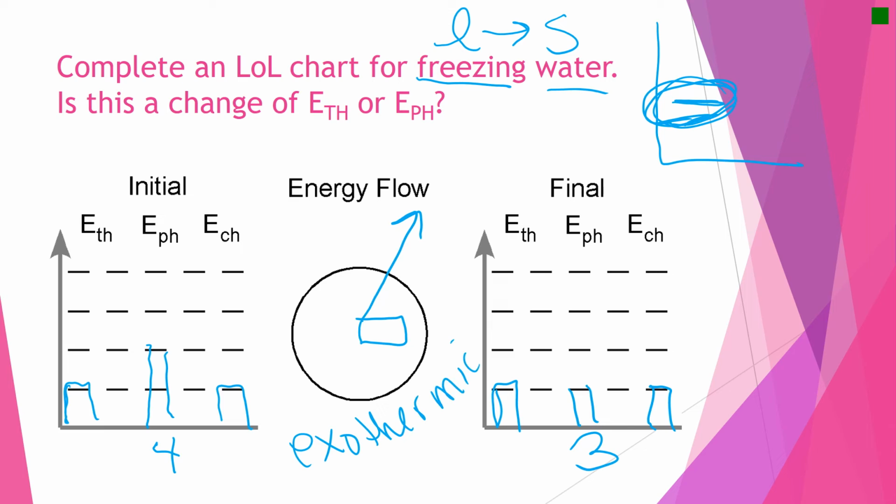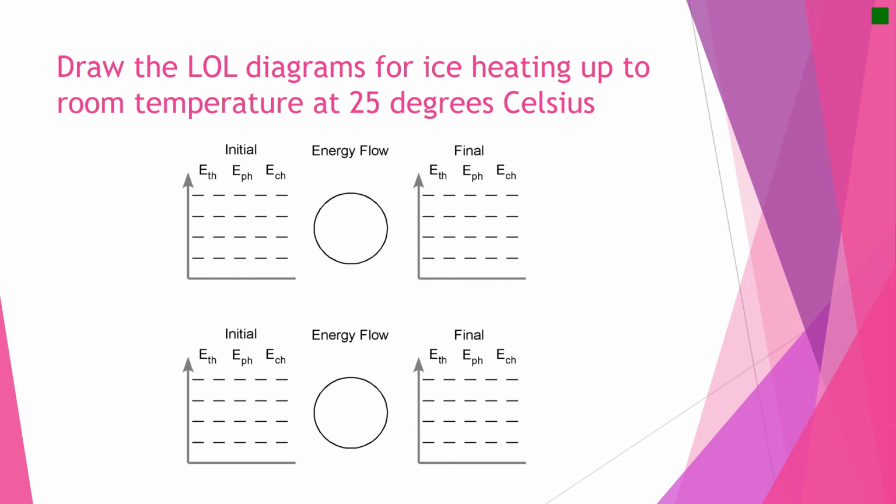How do I know it's exothermic? Because it is exiting. That's how I remember exothermic. Exit sign, exiting. All right, so draw the LOL diagram for ice heating up to room temperature at 25 degrees Celsius.